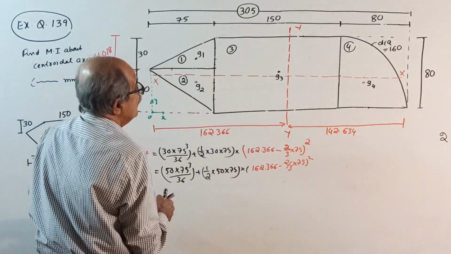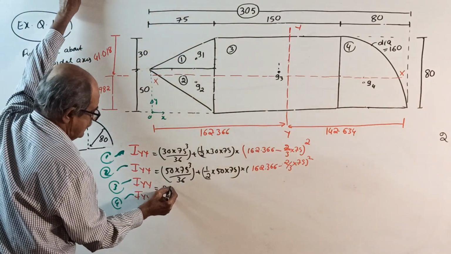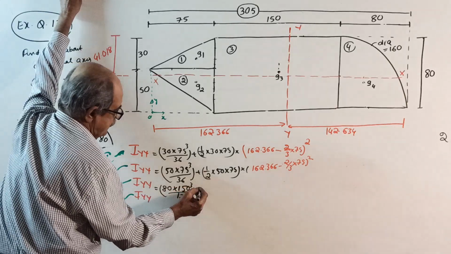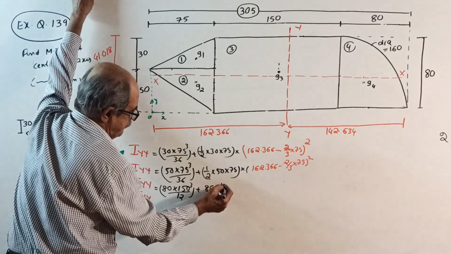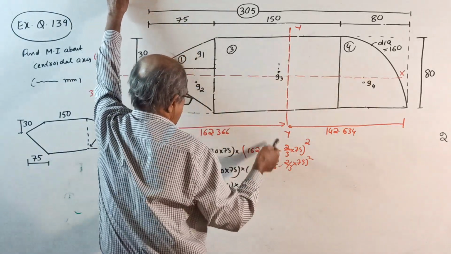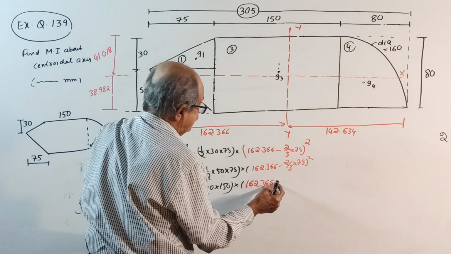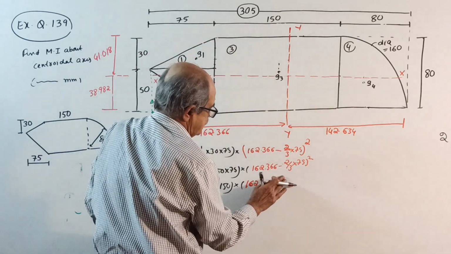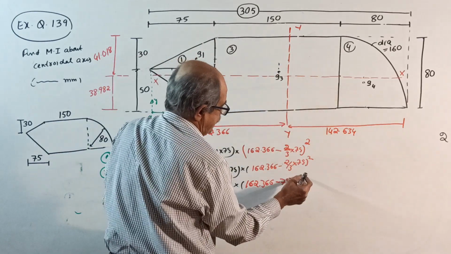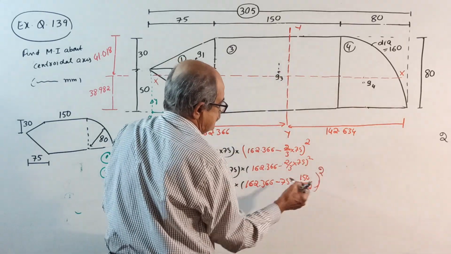Y means see there. Lastly, here 80 into 150 cubed by 12 Ig plus area, 80 into 150 is the area into this distance square, 162.366 minus 75 minus half of 150, that is this distance square whole square.